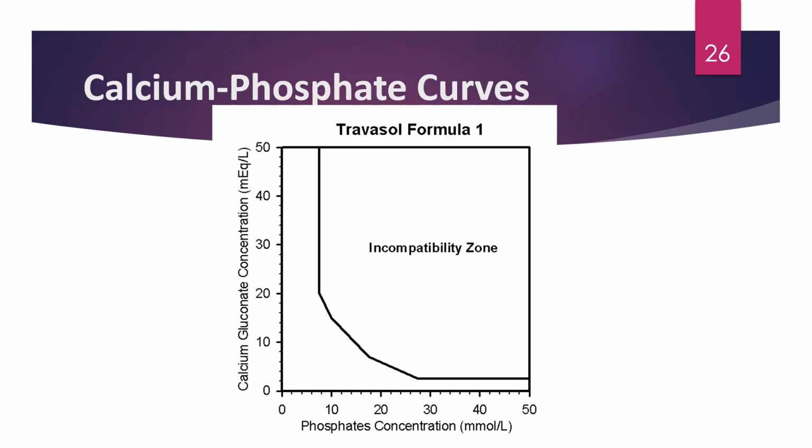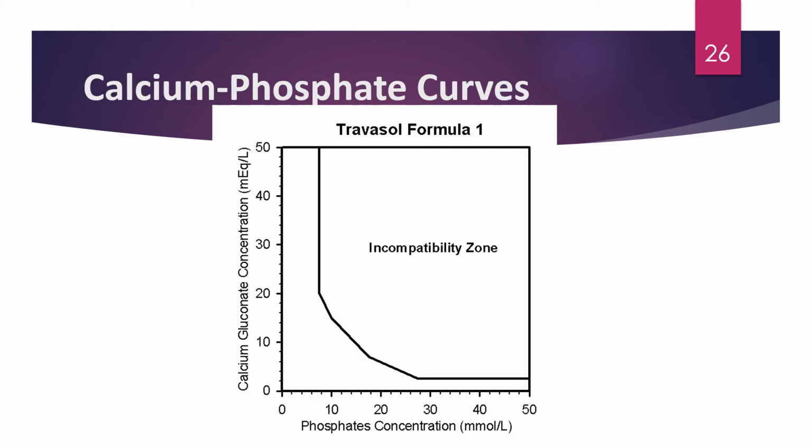So this is an example of a calcium phosphate curve. Each calcium phosphate curve correlates with a certain amino acid. And whenever you plot the amount of calcium gluconate that's in a PN bag versus the phosphate concentration in the bag, in millimoles per liter versus calcium gluconate milliequivalents per liter, we plot those two numbers that are in the PN bag. And if they show up on the left side of this graph, that is considered compatible.